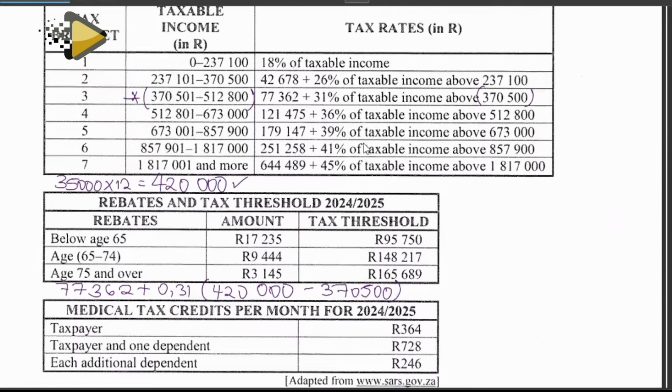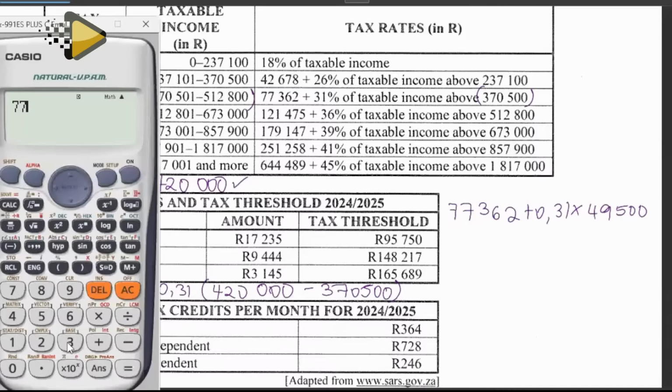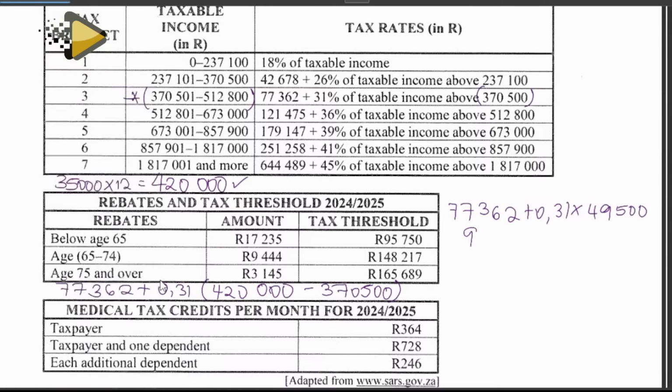So having done that, simplify the number that you have in the brackets. I believe you will get something to do with the number from the bracket. It's 49,500. As it is now, put it in a calculator. 77,362 plus 0.1 times 49,500. We end up having 92.